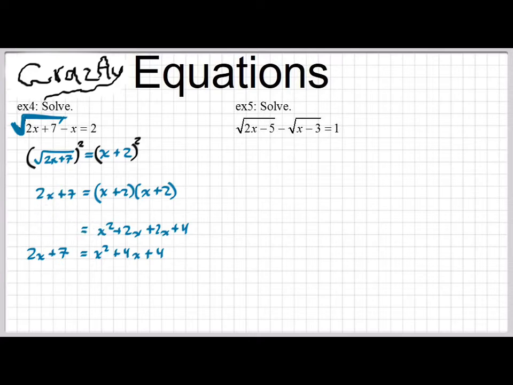Talk to your neighbors right now. How can we get x alone if there's an x squared term inside our equation? Go. Okay, I hope you heard something like this: make it equal 0. That's going to be the first job that you do, I think.